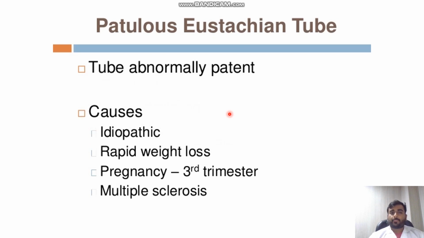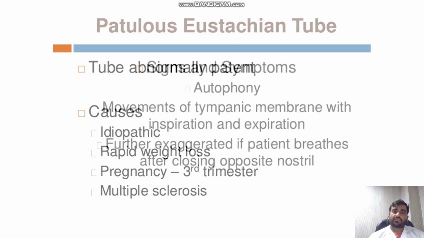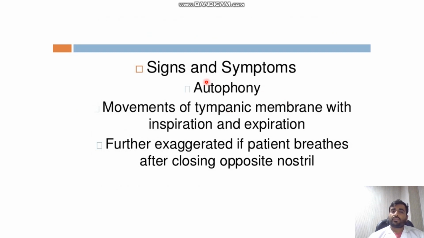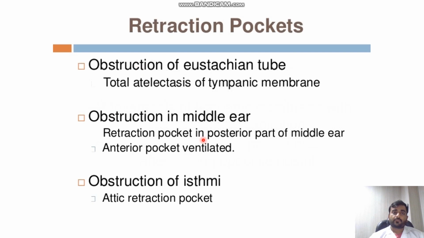Patulous Eustachian tube: here the tube is abnormally patent. The main cause of patulous Eustachian tube is idiopathic, but sometimes rapid weight loss can cause it. It is mostly seen in female patients in the third trimester of pregnancy, and in multiple sclerosis. The signs and symptoms of patulous Eustachian tube are autophony, and on examination, movement of the tympanic membrane with inspiration and expiration, which is exaggerated if the patient breathes after closing the opposite nostril.